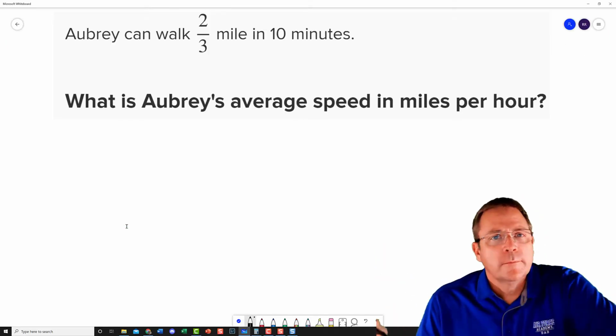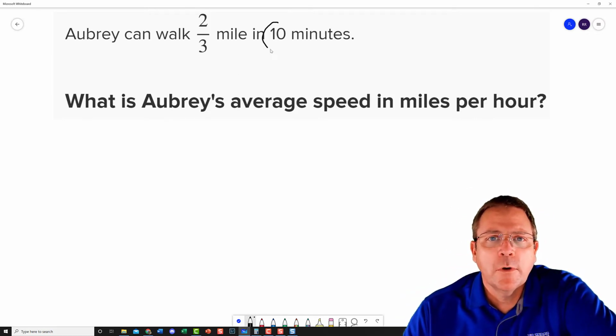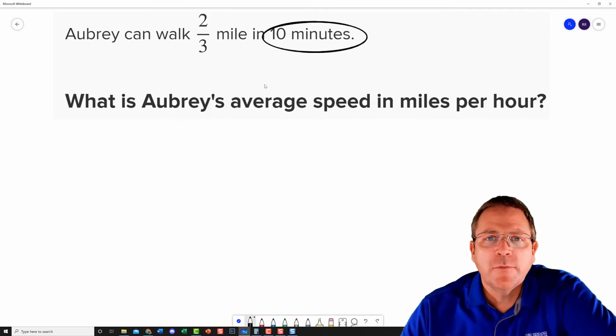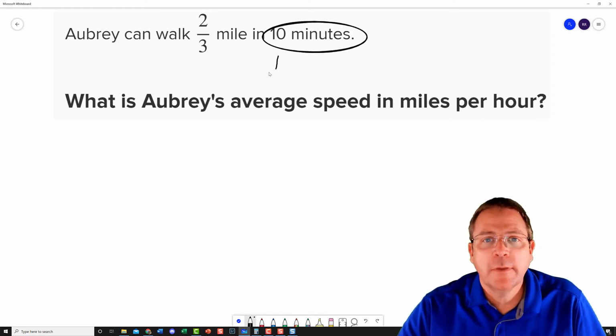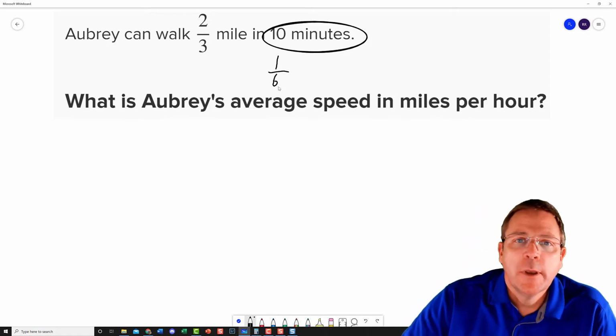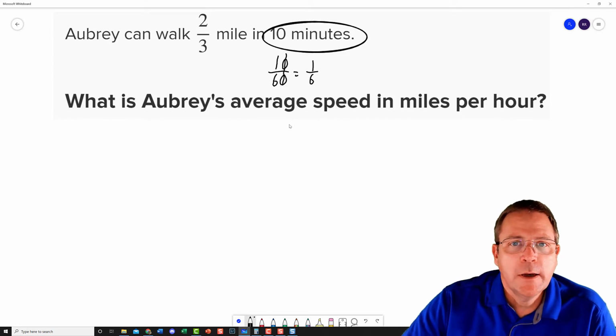So Aubrey can walk 2/3 a mile in 10 minutes. Well, the first thing I want to focus on is this 10 minutes here. How much of an hour is 10 minutes? And the answer to that is 1/6. Because if you were to say 10 minutes out of 60 minutes in an hour, those zeros could divide each other out, basically dividing by 10 over 10, meaning that 10 minutes is 1/6 of an hour. And because of that, now we can figure out our answers.